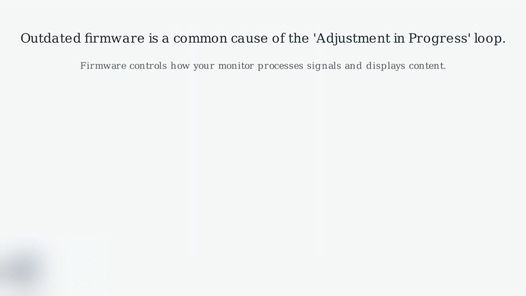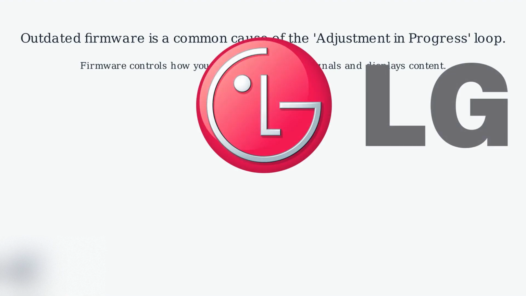Outdated firmware is a common cause of the adjustment in progress loop. Firmware is the software embedded in your monitor that controls how it processes video signals and displays content. When outdated, it can fail to handle modern inputs properly, triggering the loop.